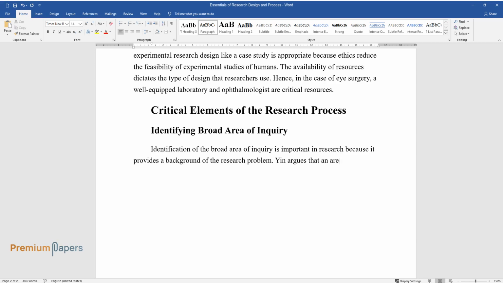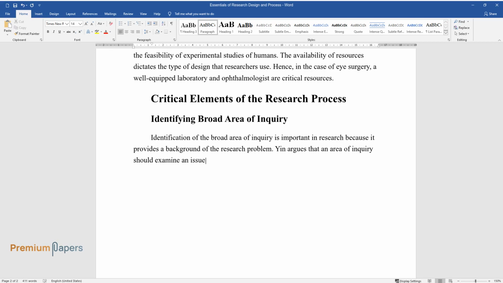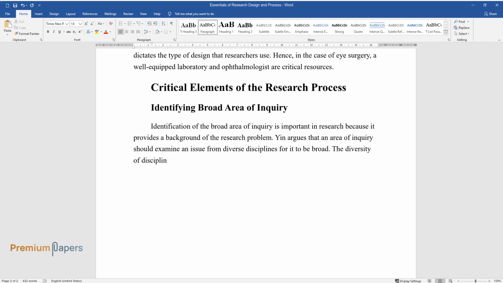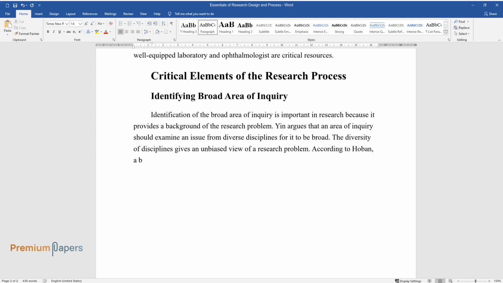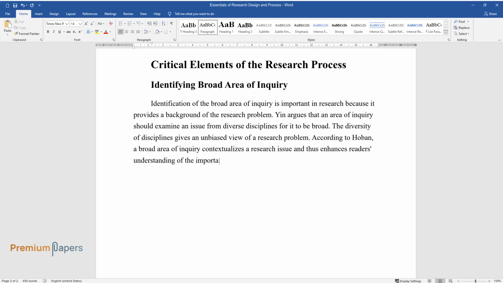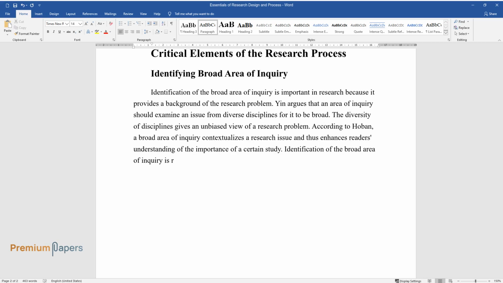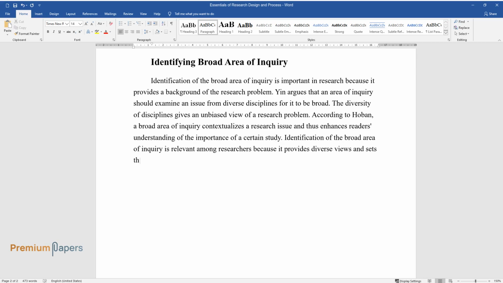Allyn argues that an area of inquiry should examine an issue from diverse disciplines for it to be broad. The diversity of disciplines gives an unbiased view of a research problem. According to Hoban, a broad area of inquiry contextualizes a research issue and thus enhances readers' understanding of the importance of a certain study. Identification of the broad area of inquiry is relevant among researchers because it provides diverse views and sets the foundation of a research problem.